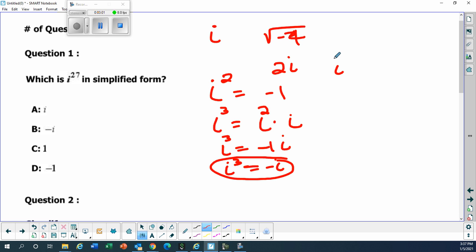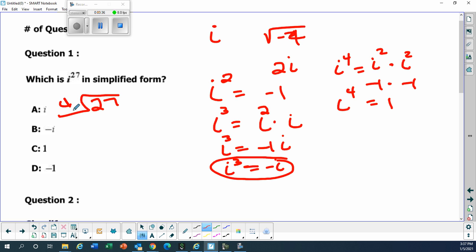What is i to the power of 4? It's the same thing as two i squareds. I have i squared times i squared. I know i squared is going to give me -1, and this is going to give me -1. So i to the power of 4 is going to give me +1, because negative times negative. So everything else after this, if you know what i squared is, what i cubed is, or i to the power of 4 is, every time you have an exponent, just take the exponent and divide it by 4. Whatever remainder you have is the new exponent.